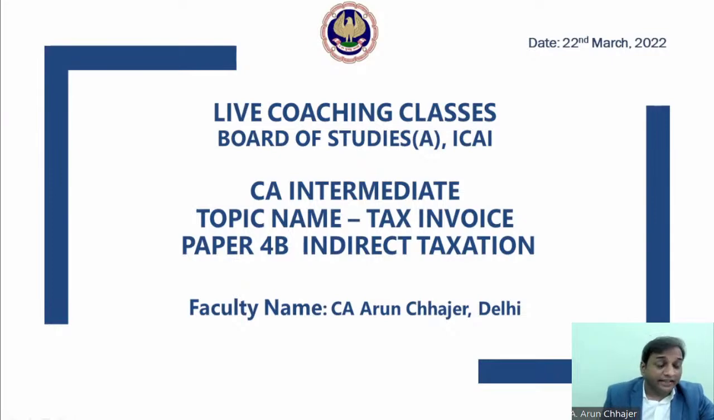Question is, if my customer is registered, can I issue an invoice-cum-bill of supply for making the taxable as well as exempt supply both together? Can I issue the invoice-cum-bill of supply? This is my last question.